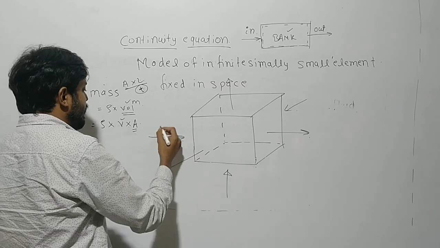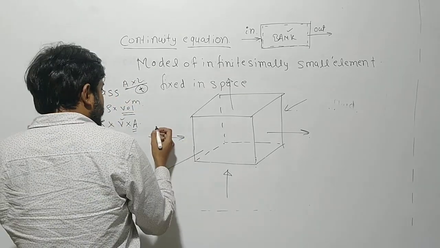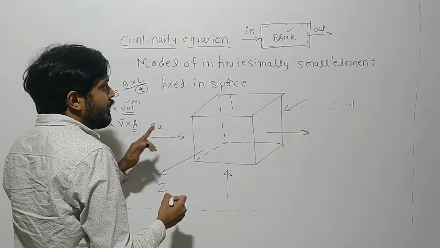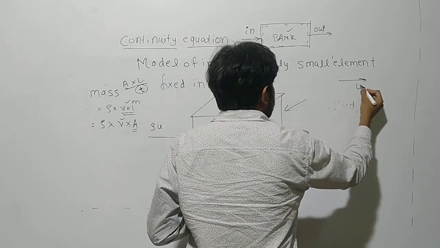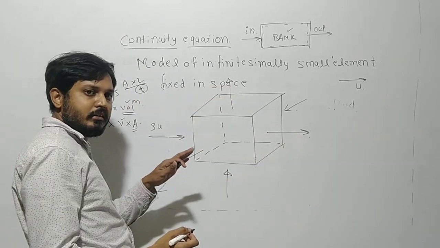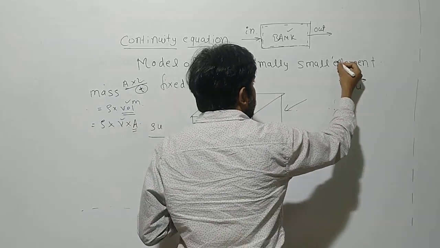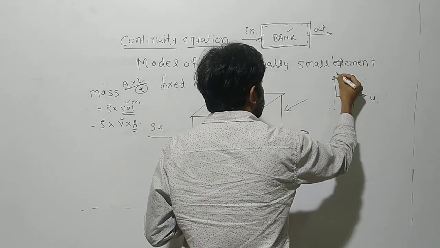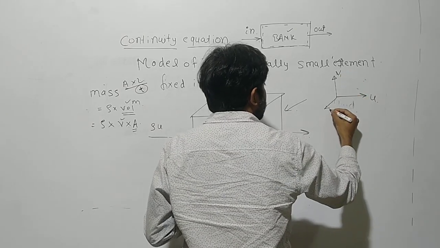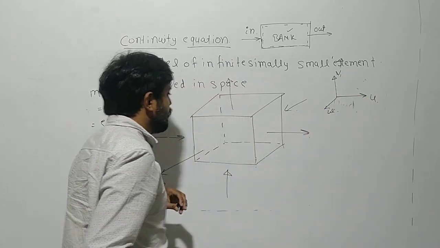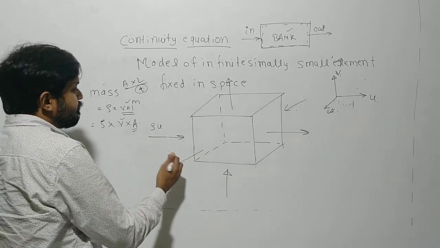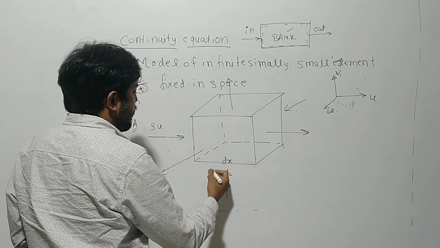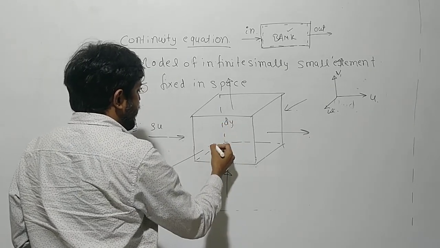So how do I write this inlet? The inlet will be rho u, where for the x direction velocity we consider u as our notation, for the y direction velocity small v, and for the z direction velocity w. Okay, in this way we proceed here. For the infinitesimally small element, let us assume sides dx, dy and dz.